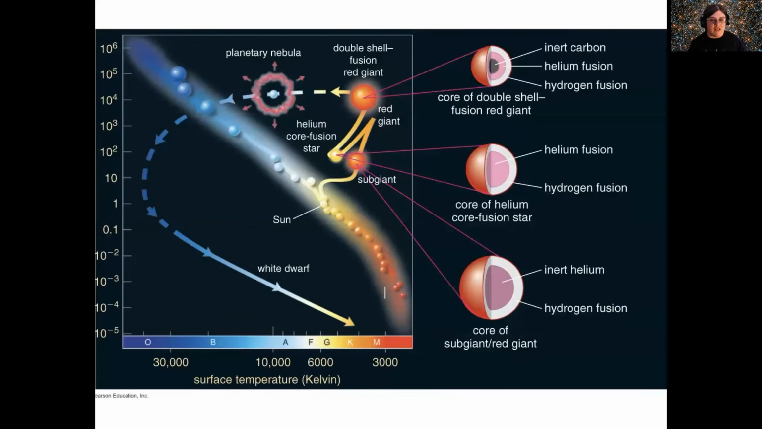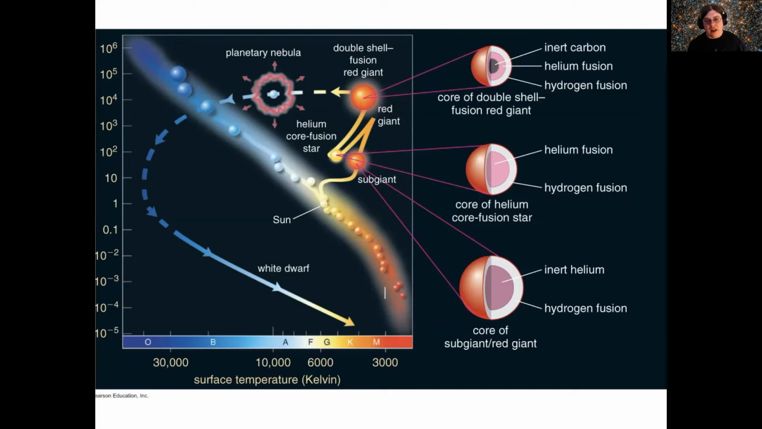So this is kind of our stage. We have our sun. This is the path of what our sun will do in the future in 4 to 6 billion years. It'll become a subgiant as it runs out of hydrogen in its core, and then a red giant. The core is shrinking and getting hotter. The outer layers are puffing up and getting cooler.